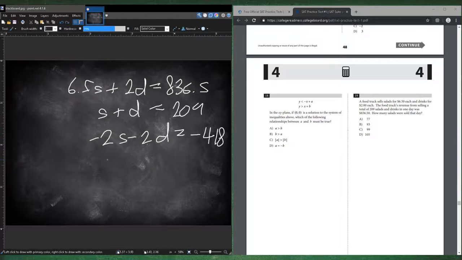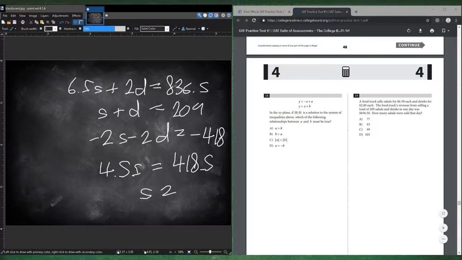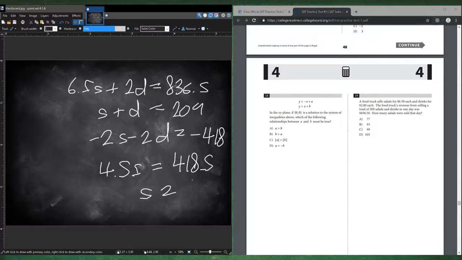Now we add those together, so that'll be 4.5S is equal to 418.5. So S, using your calculator, you have 418.5 divided by 4.5, you have 93. So the number of salads sold that day is 93. The answer is B.